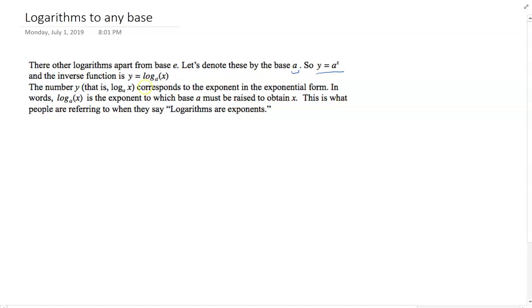The inverse can be written y is equal to log base a of x. The number y, that is log base a of x, represents or corresponds to the exponent in the exponential form. In other words, log base a of x is the exponent to which a is raised to obtain x. And so this is what people are referring to when they say logs are exponents.